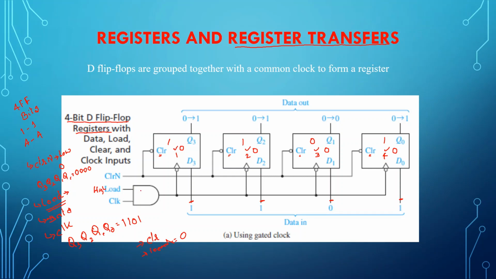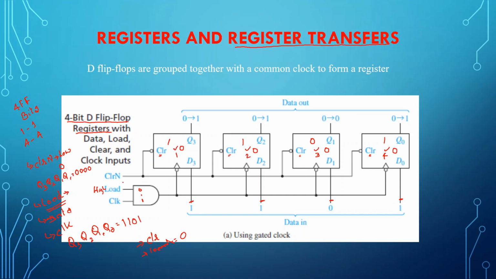If you make your load input 0, this will become 0 into the clock, which means this will be disabled. So when this is disabled, clock input cannot go to the flip-flop. If the clock input cannot go to the flip-flop, your flip-flops will still be showing the data that was present before. What I mean to say is, without giving the load input, you cannot load new data to the registers.